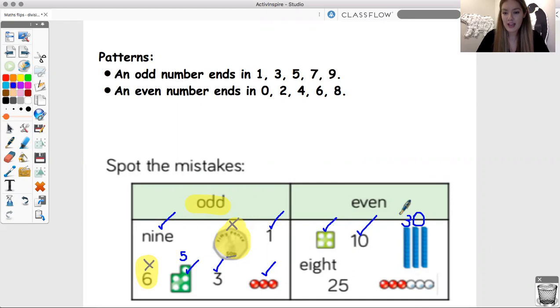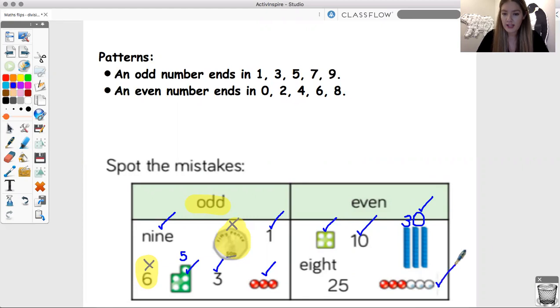It's got 3 tens, and number 3 is an odd number, but that is our tens digit, so it doesn't matter. We're just looking at the ones digit, and our ones digit has a 0, so it's definitely an even number. Okay, we've got some beads. 1, 2, 3, 4, 5, 6 beads.